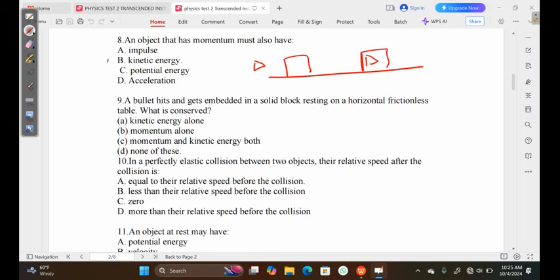Under elastic collision, momentum and kinetic energy are both conserved. So in this case, if something is embedded, then they're moving together. That is an inelastic collision, where momentum only is conserved. So the correct answer here is momentum alone. What is conserved? Momentum alone. B is the correct answer. Let's go to question 10.